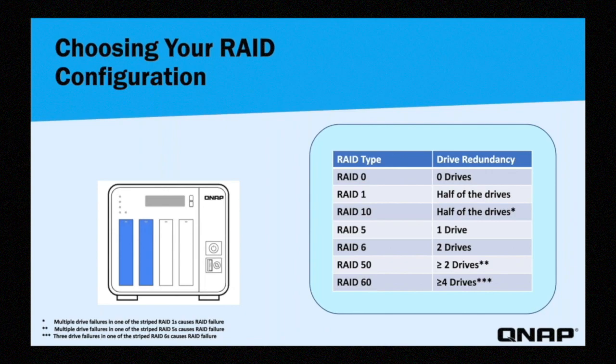So the RAID options for QNAP include RAID 0, which actually does not provide any redundancy, but provides better performance. And then a RAID 1, which mirrors the drives. RAID 10, which combines multiple RAID 1s in a RAID 0. RAID 5, which sets aside one drive for redundancy, RAID 6, which sets aside 2 drives for redundancy, RAID 50, which stripes multiple RAID 5s in a RAID 0, and RAID 60, which stripes multiple RAID 6s in a RAID 0.